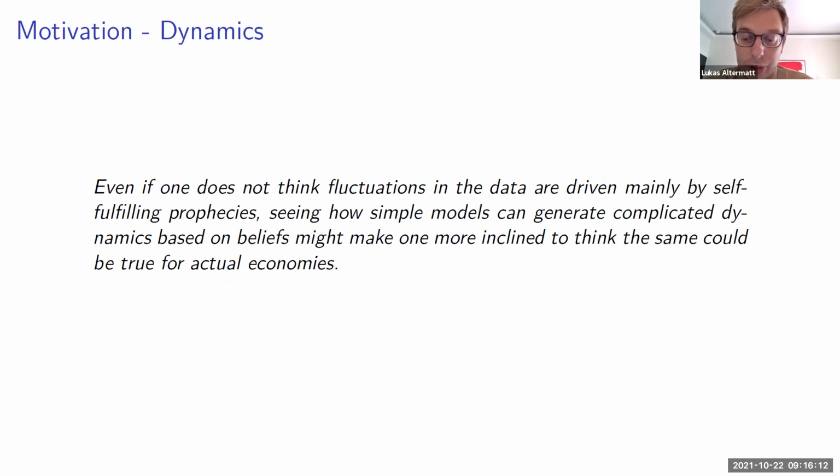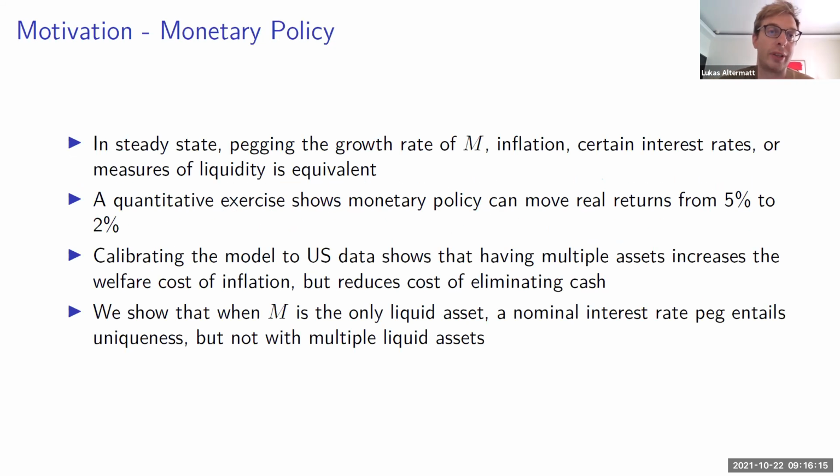This is more motivation, but I'm going to skip it in the interest of time. Instead, let me tell you the contribution. It's about monetary policy. In the model in steady state, pegging the growth rate of money, the inflation rate, certain interest rates, or measures of liquidity is all equivalent. And we can show in a quantitative exercise that, for example, monetary policy can move real returns from 5% down to 2%. We also calibrate the model to US data.